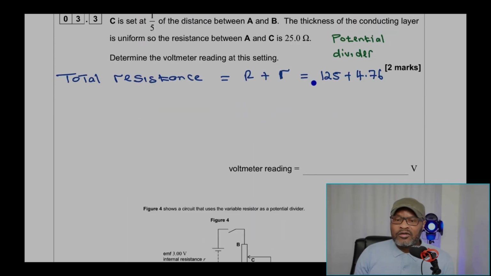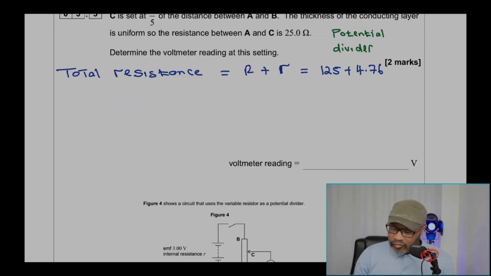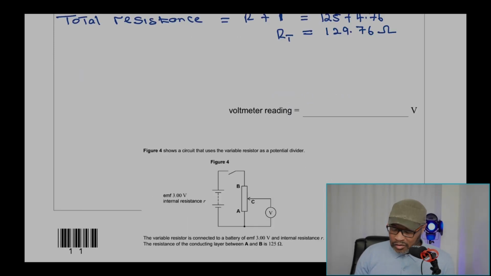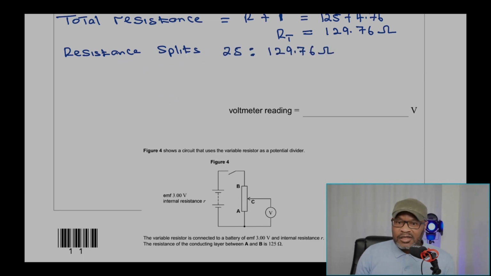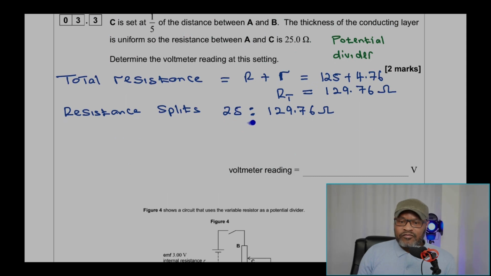We know the load resistance is 125 plus 4.76, which we calculated earlier here. And the total resistance will be 129.76 ohms. So we can talk about the resistance that will split, and that will be the ratio here. We've got the uniform resistance between A and C as 25 ohms. So 25 to 129.76.